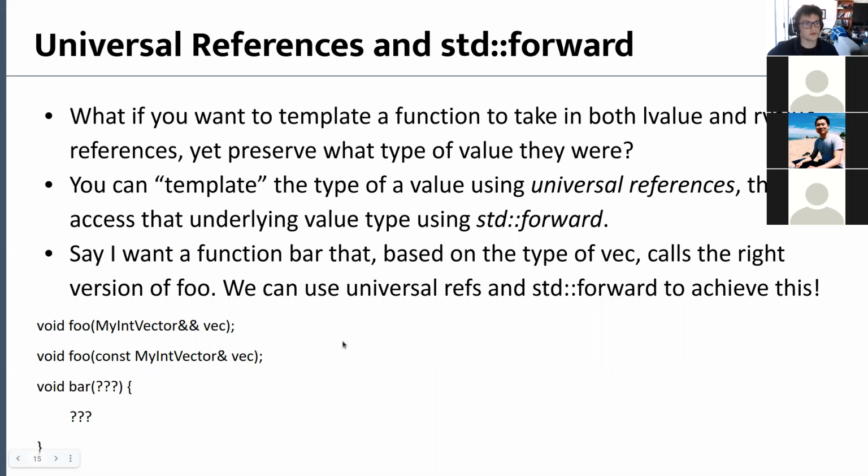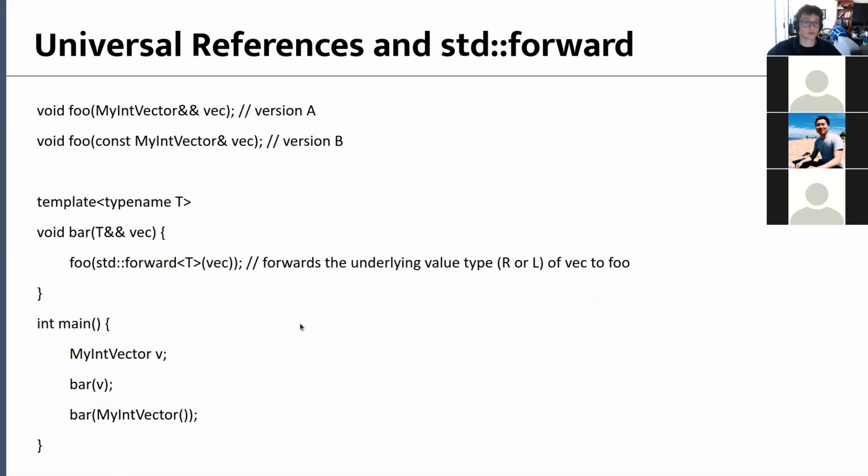And the question is, do we have a way to do this? Or do we need to have a version of bar that takes in an R value reference and a version of bar that takes in a const L value reference and duplicate that code? And the answer is yes, there's a way to do this with something called universal references. So this is, I would say, some undeniably ugly code, but I'll explain what it does very briefly. We've got our two versions, R value reference, const L value reference. We have the function bar here that was previously mentioned.